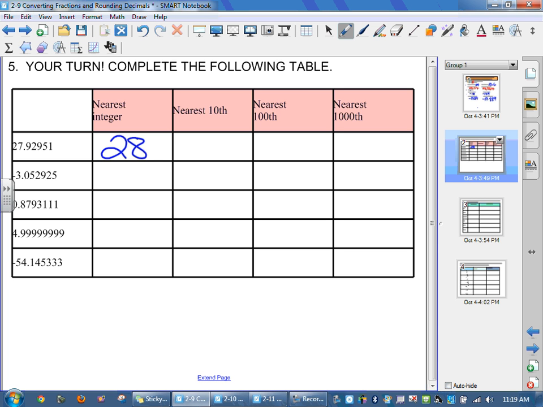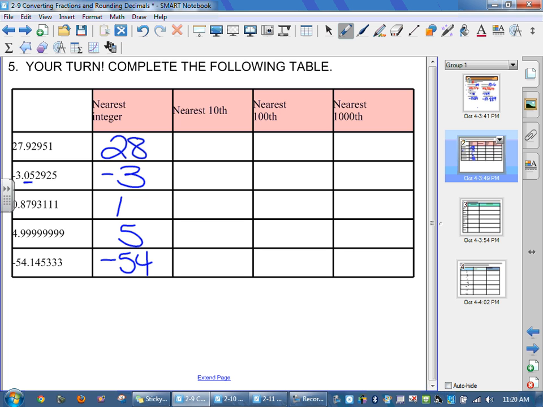So we look at the 0. If we look at the 0, what's it making that negative 3 do? It's making it stay the same. It won't make it do anything. So we just get -3. On the next one, I have a 0.87, etc. What does that 8 tell the 0 to do? Round up to a 1. Good. 4.99999. It's going to round up to a 5. Good. 54.1 negative. What am I going to do? Stays the same. Good.